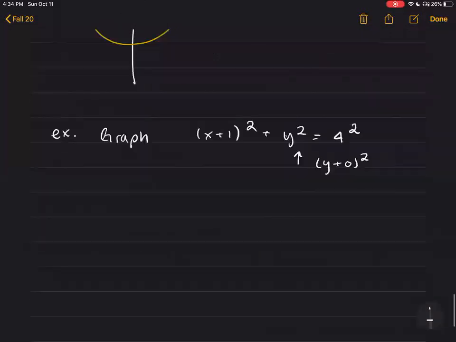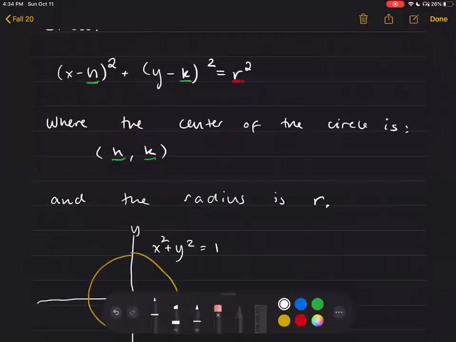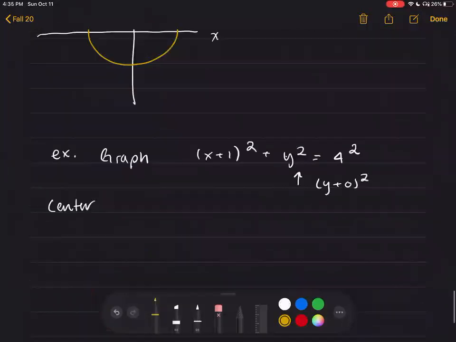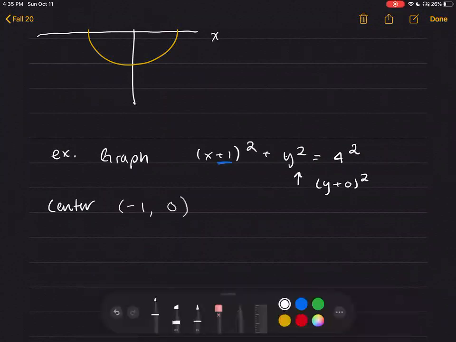So we know that the center is going to be, and you have to be careful, there are minus signs here in the formula. So when we go to look at the center, it's actually going to be -1 from this here and 0. And the radius is going to be 4.